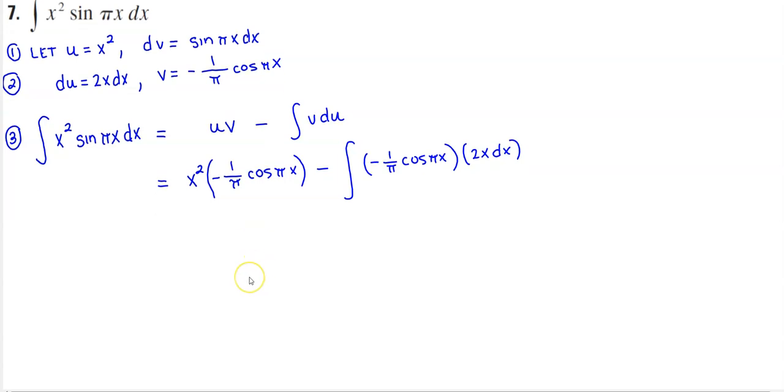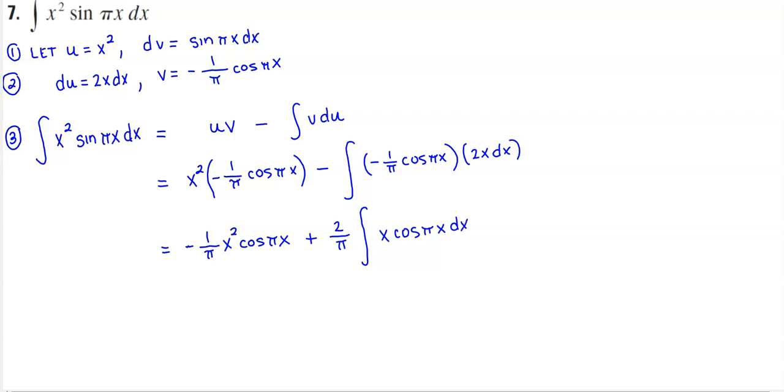Now let's simplify this just a little further. So we have negative 1 over pi times x squared times the cosine of pi x. We know that we have a negative times a negative, which is a positive, and then 1 over pi times 2 is 2 over pi. And so then we have the integral of x times the cosine of pi x dx.